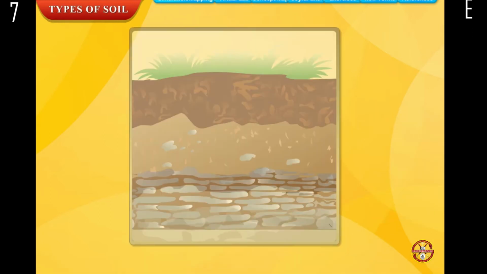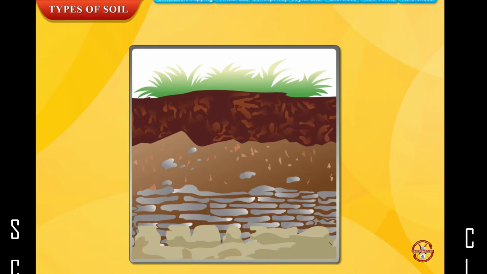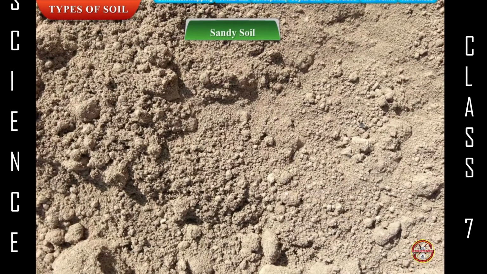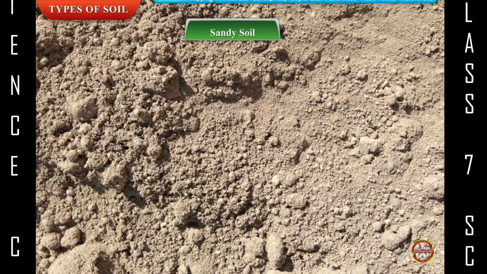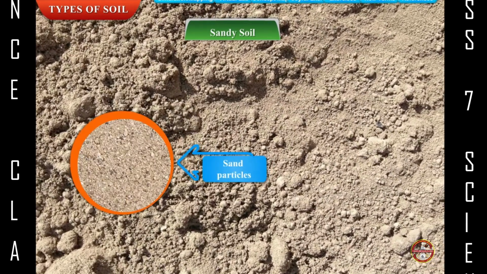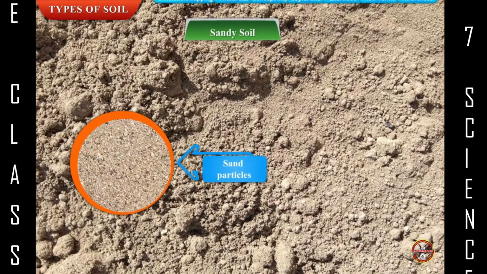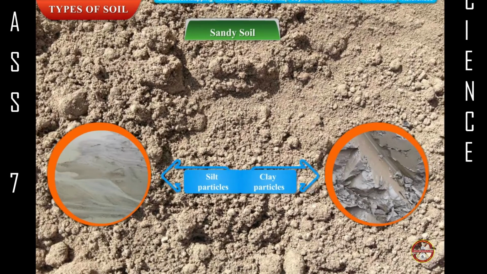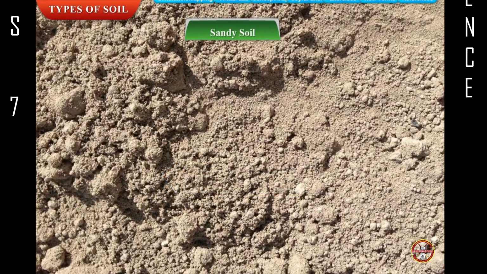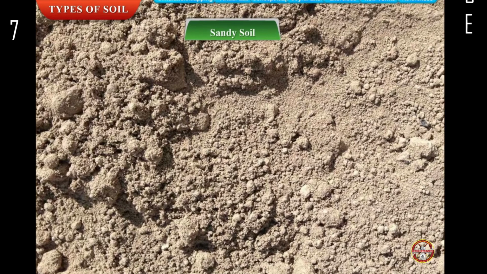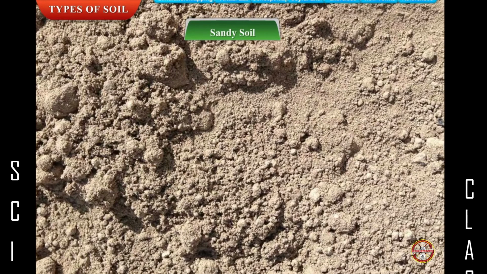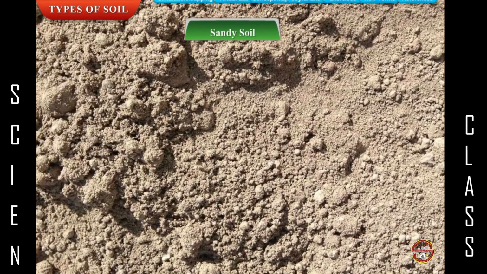Types of soil. Soil is classified into different types on the basis of the size of the rock particles it contains. Sandy soil. This soil contains a large amount of sand particles, about 70 to 80%, and very small amounts of silt and clay particles. The features of this soil are: sand particles are quite large. They cannot fit closely together, so there are large spaces between them. These spaces are filled with air, so we can say that sandy soil is well aerated.